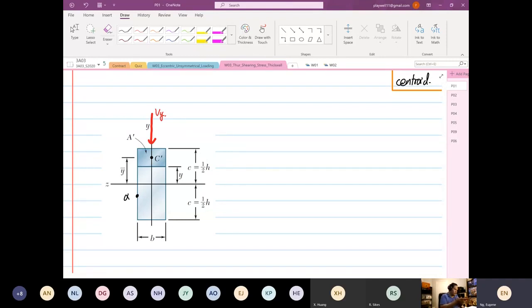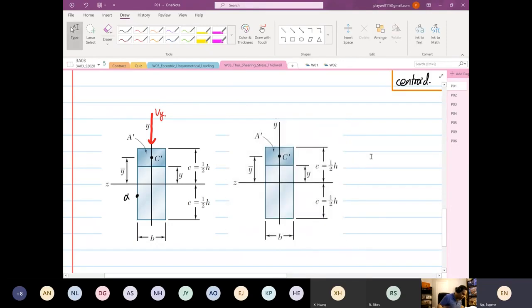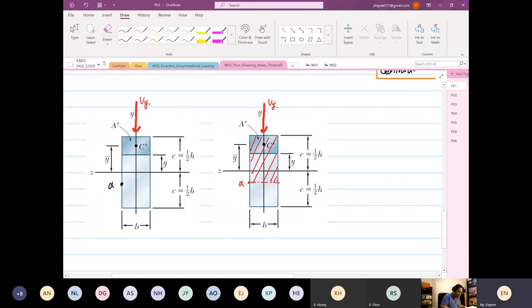Because we are so engrossed, or so focused on Vy, you say, okay, we are going to find the first moment of area. So the area that you're going to take, you're so fixed into Vy now. And you want to find the point alpha, and you realize, okay, because of the point alpha that I'm going to find, this is the area that we are going to consider. Okay, and this is wrong.